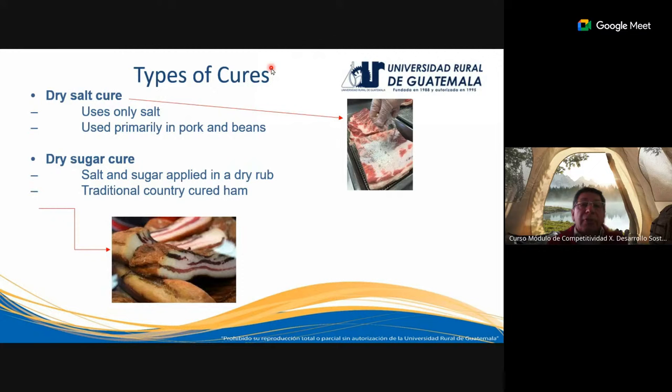Types of cures. There are two main types of cure, and we can use the dry salt cure or the dry sugar cure. These are the common methods to preserve meat. Salt cure uses only salt, and it is used primarily in pork and beans preservation. The second method, that is the dry sugar cure, we can use salt and sugar applied in a dry rub, like we can see here. And sugar cure is a traditional method to preserve and cure ham. Let's continue.